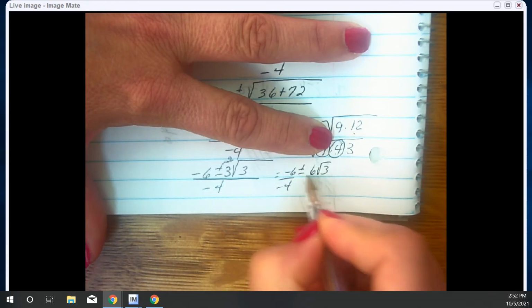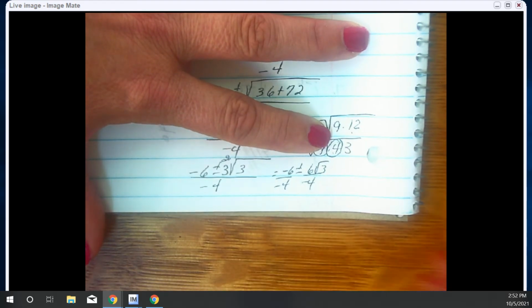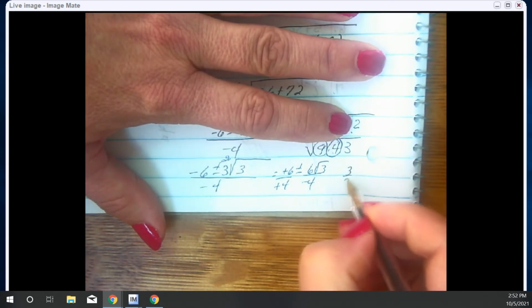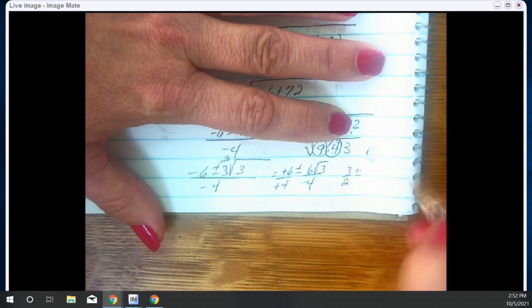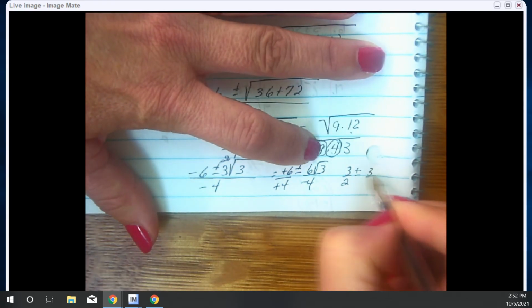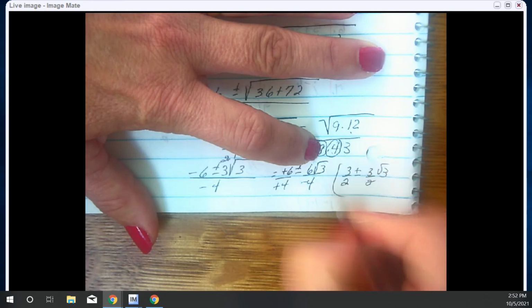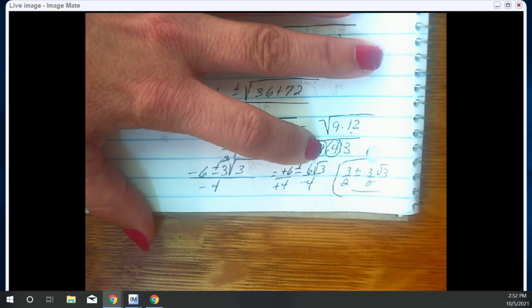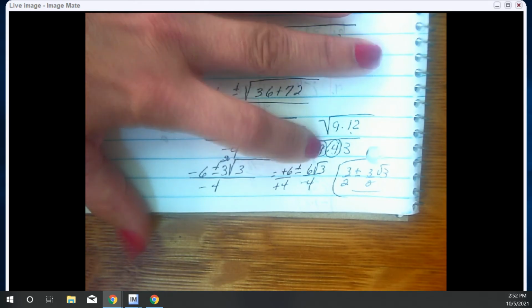And I'm going to go ahead and break these apart over negative 4. Negative divided by negative is positive. I'm going to cut them in half because they're even. Plus or minus 3 halves over radical 3. Now you don't have to cut them in half. You can leave it 3 plus or minus radical 3 all over 2.